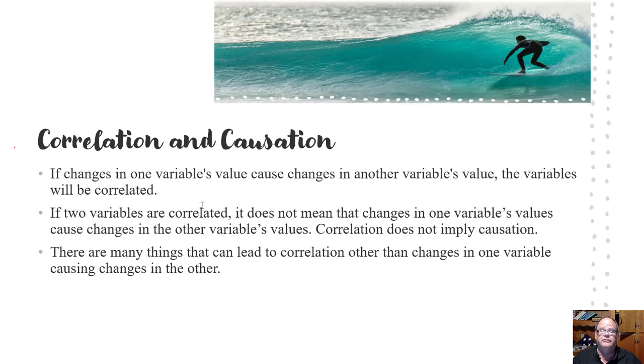So correlation and causation. If changes in one variable's value cause changes in another variable's value, the variables will be correlated. In other words, if there is causation, there will be correlation. However, in the other direction, it doesn't work. If two variables are correlated, it does not mean that changes in one variable's values cause changes in another variable's values. Put simply, correlation does not imply causation. There are many things that can lead to correlation other than changes in one variable causing changes in the other. All right?